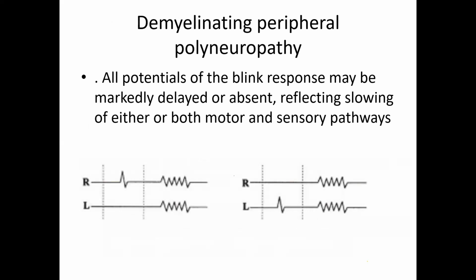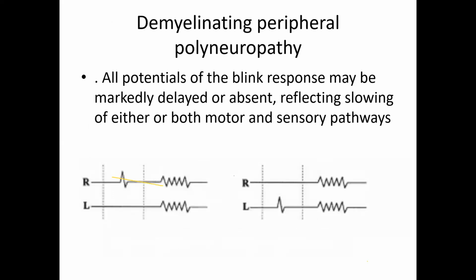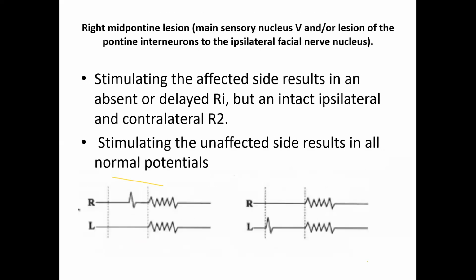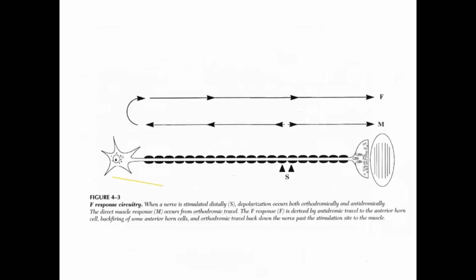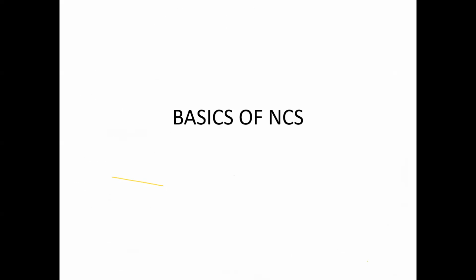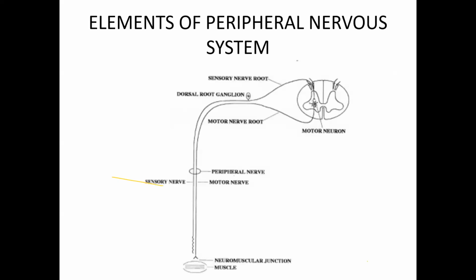So from the blink reflex, you can also determine whether it is a demyelinating lesion or an axonal lesion of the whole pathway, depending on the latencies. Okay. So for this session, I have just taken this much. In the next session, I'll be taking the nerve conduction cases. Any other doubt? Anyhow, any other doubt they can ask in the chat box, or they can unmute themselves.